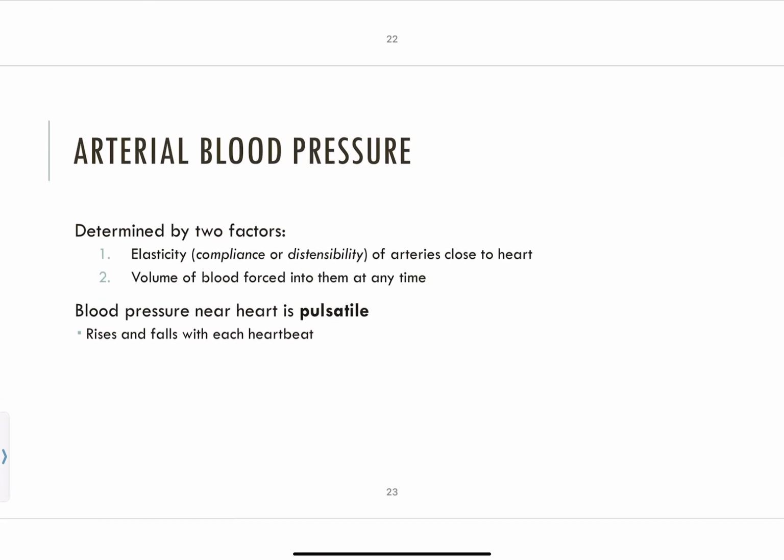So arterial blood pressure is mainly influenced by two things: the elasticity of the arteries near the heart, basically how stretchy they are, and the amount of blood being pumped into them at a given time. Near the heart, blood pressure isn't constant, it's pulsatile, meaning that it's going to rise and fall with each heartbeat.